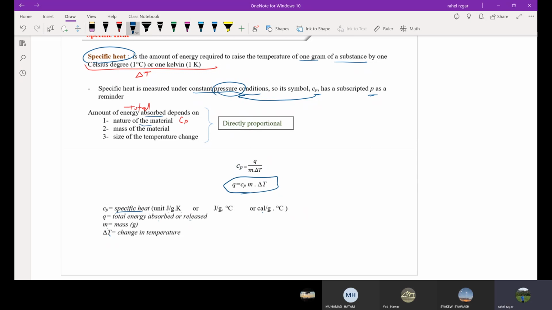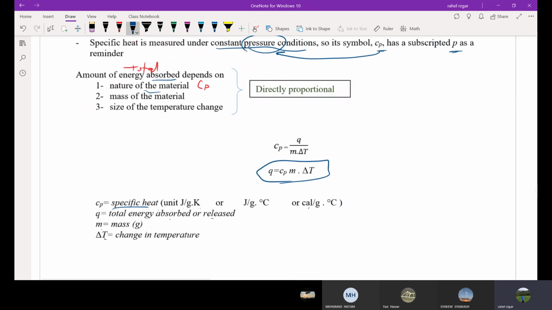this one here, Q is the energy absorbed. How much energy is needed? How much energy needed first depends on the nature of the material, means CP. Second, mass of the material. How much mass do we have? For example, if we have a lot of mass, so it needs more energy. Second, the size of temperature change, which is delta T. Okay, this is delta T, this is M.